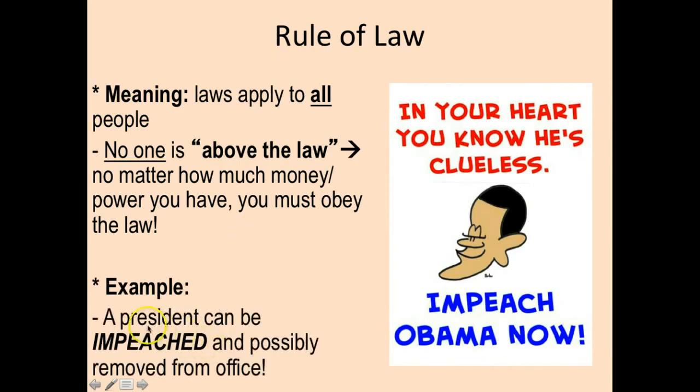For example here you have President Obama in a poster, and this person wants to impeach him. So impeachment is an example of how if the president does something illegal, the House of Representatives can vote to impeach him, and in some cases the Senate would conduct the trial and determine if the president or other federal official would be kicked out.